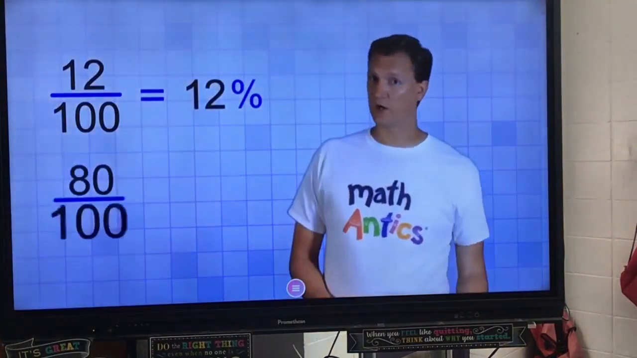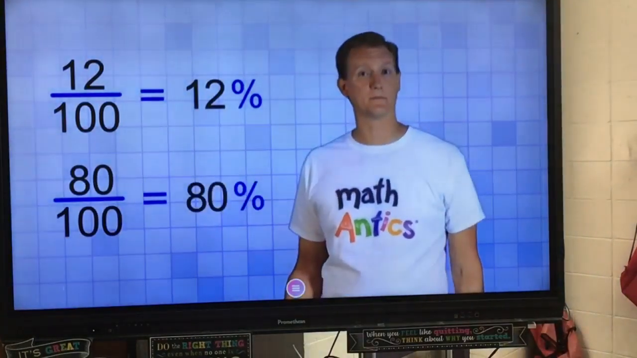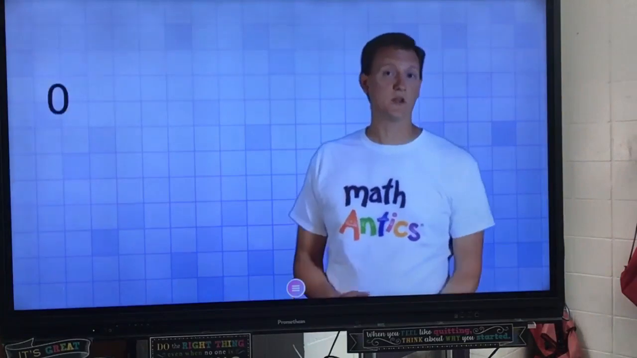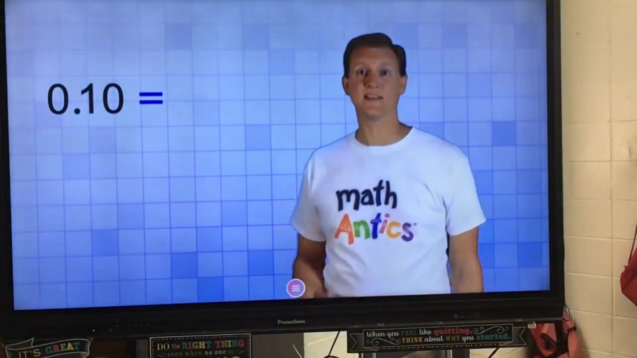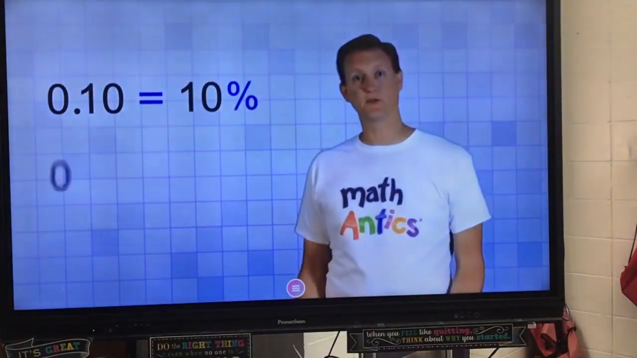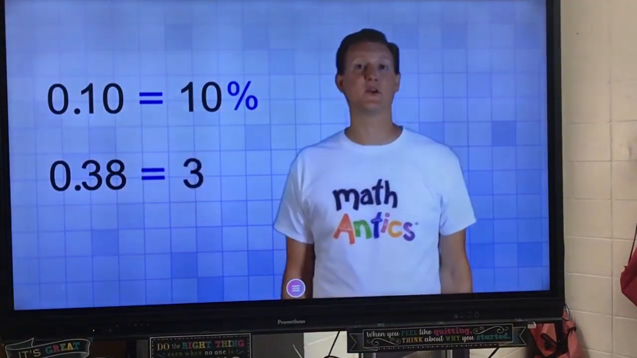And if you get 80 over 100, you can say that's 80%. Or if you get the decimal 0.10, you can say that's 10%. And if you get the decimal 0.38, you can say that's 38%. So that's the key to percentages. They're another way to write fractions and decimals, but there's a lot more to learn about how they're used in math. And we'll learn more about that in the next few videos.